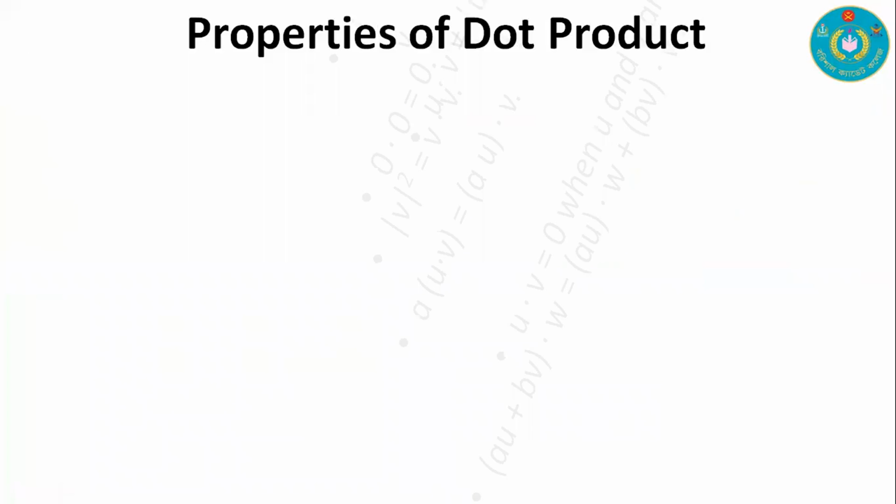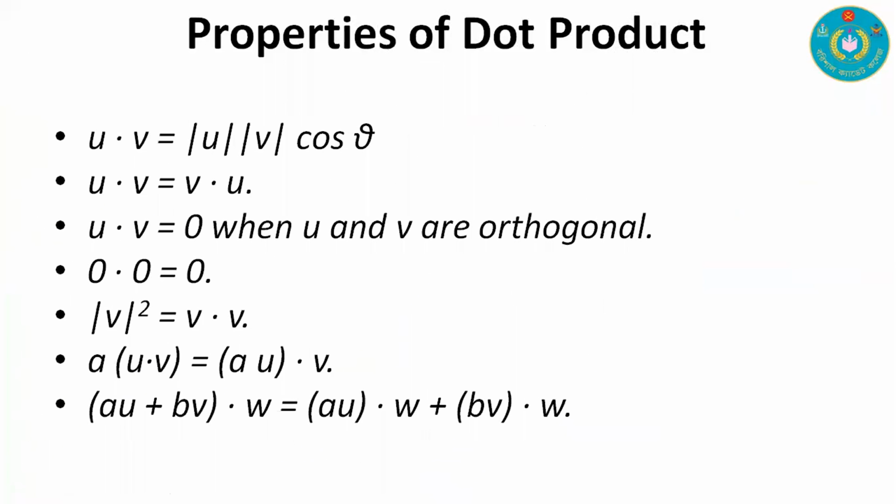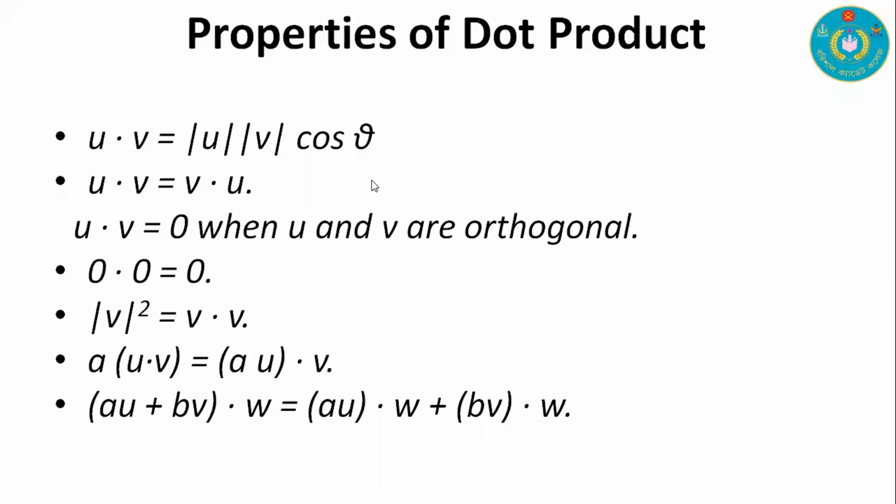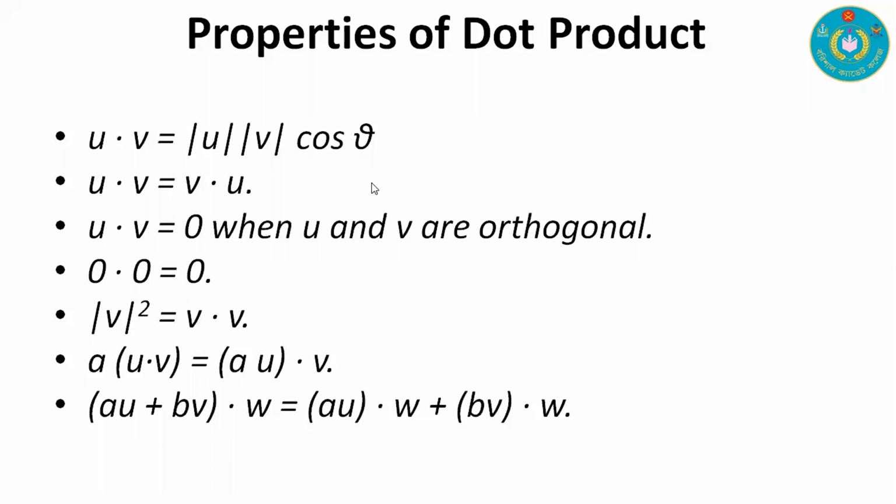Properties of dot product. These are the properties of the dot product. Here u dot v is equal to uv cos theta, u dot v is equal to v dot u, and u dot v is equal to 0 when u and v are orthogonal. That is, the angle between them is 90 degrees. Also, 0 dot 0 is equal to 0, and u dot u is equal to u squared.